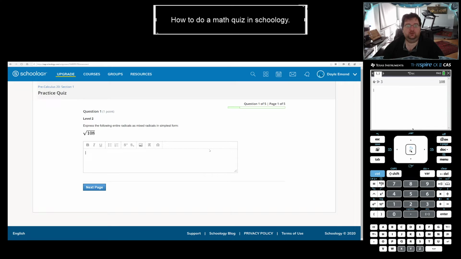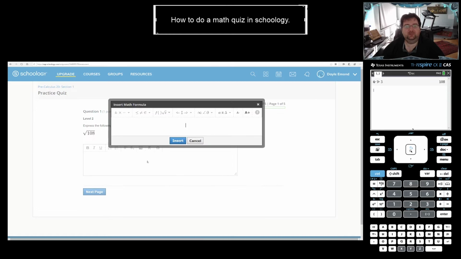I am going to do these in 2 different ways for you. So the first way is using the Schoology integration, which is kind of nice if you can get it. I mean, just practice, right? Let's express the following entire radical as a mixed radical in simplest form. Okay, so I have 108 here. What I'm going to do is split up 108, and you can look in the calculator there because I failed on the previous video. I said something crazy by accident, and so I already kind of tried this out, and it's 4 times 9 times 3 is 108. So here is your insert math formula.